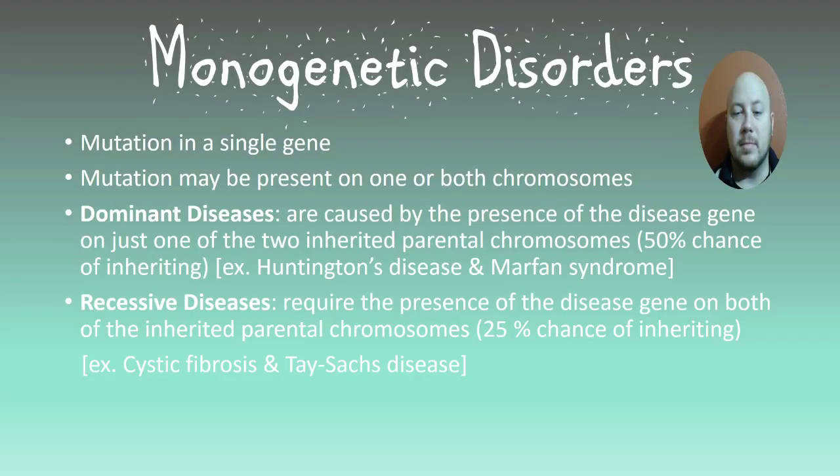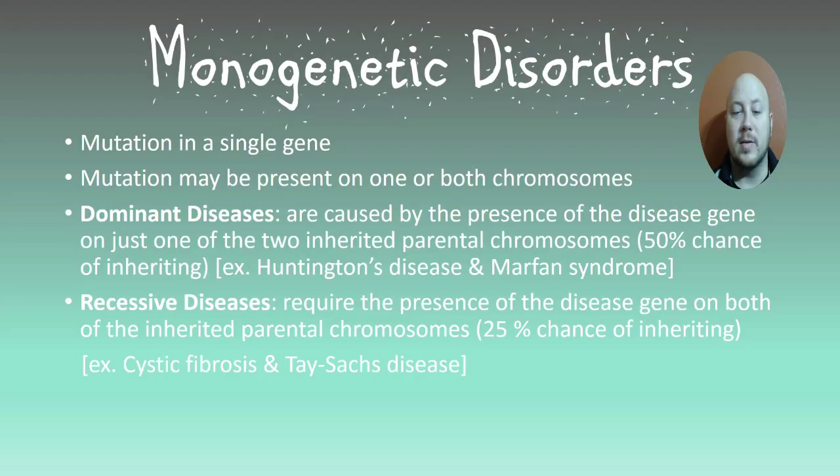A major distinction among monogenetic disorders is between dominant and recessive diseases. Dominant diseases are caused by the presence of the disease gene on just one of the two inherited parental chromosomes. In dominant diseases, the chance of a child inheriting the disease is 50%. In a family situation, for example, if parents have 4 children, it may be possible that 2 of those children inherit the disease gene. Examples of dominant diseases are Huntington's disease and Marfan syndrome.